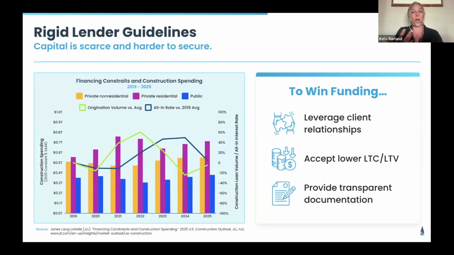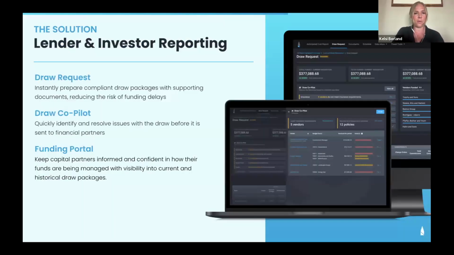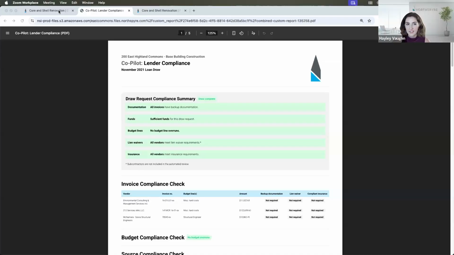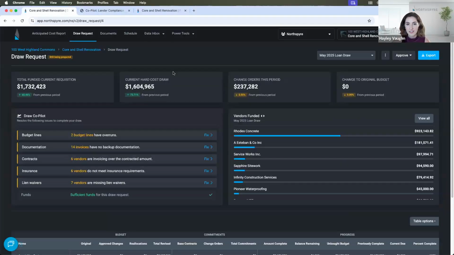To show where you're at in the project, tracking the project's progress, and really sharing that with the lender so that you're building a relationship where they feel really comfortable working with you. This is key to where you can find a solution, through lender and investor reporting and through transparent documentation. I'm going to hand it back over to Haley, who can show another demo of this software as well. Thanks, Kelsey. Let's start here.